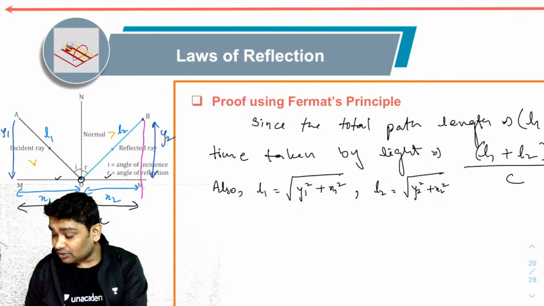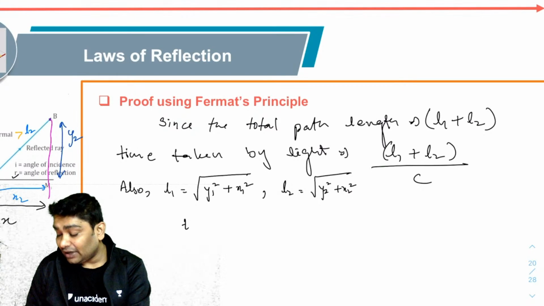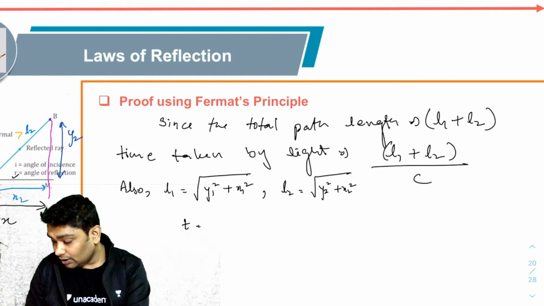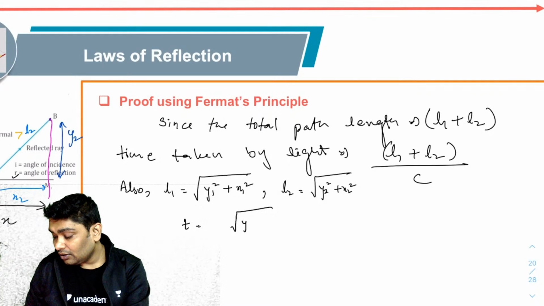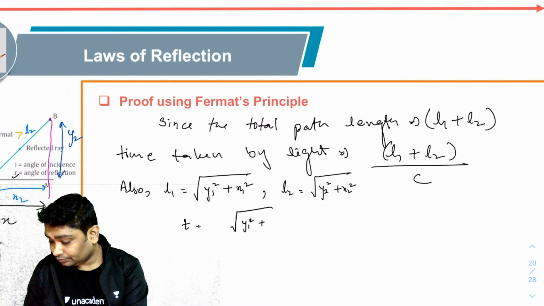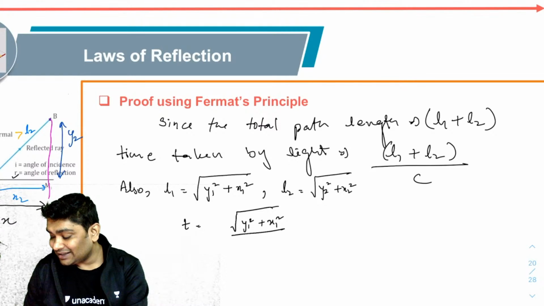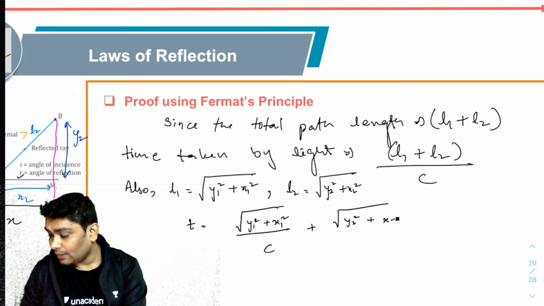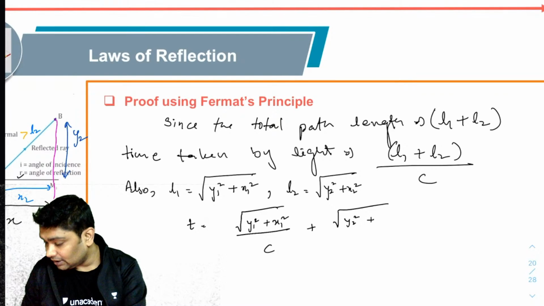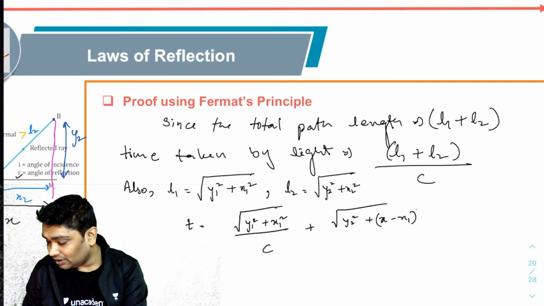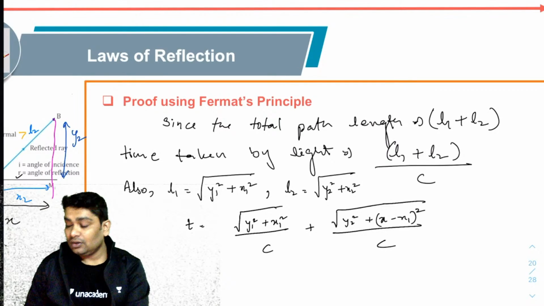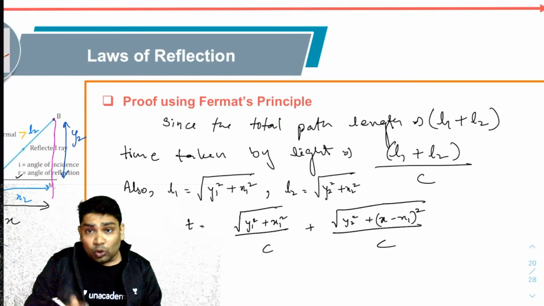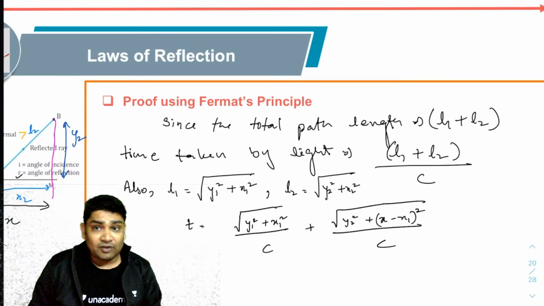Okay. Moving back to this. So what is my time coming out to be? Time is coming out to be root of y1 square plus x1 square, by c. Now I can also write this as root of y2 square plus (x minus x1) whole square, by c. I hope you understand that. Now what you will realize is that the only variable is x1. Y2 and y1 are fixed.